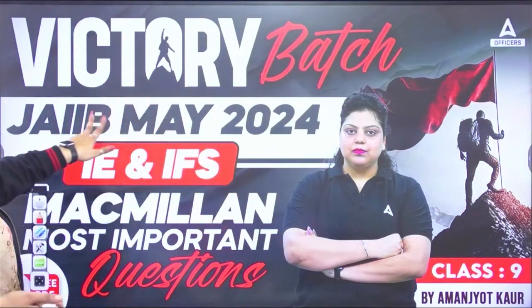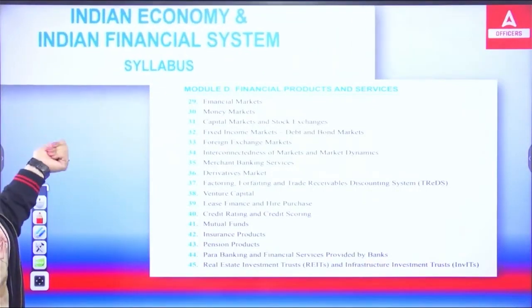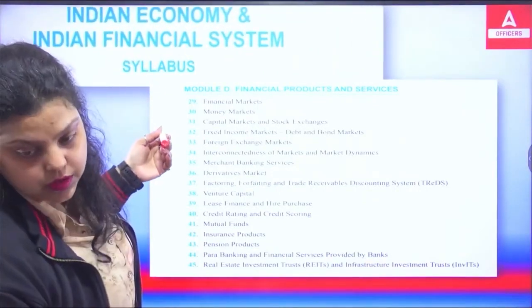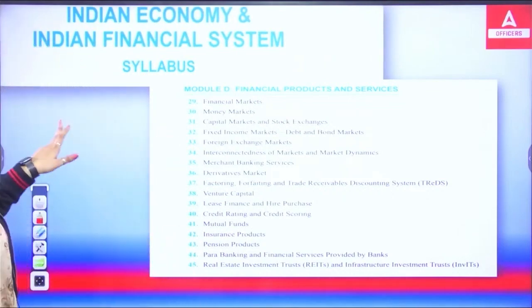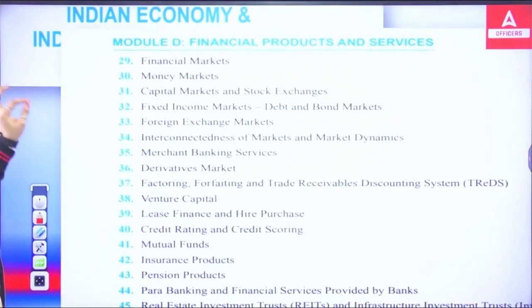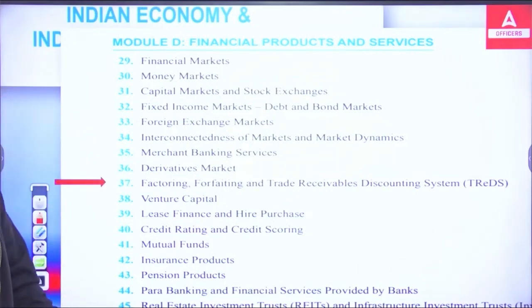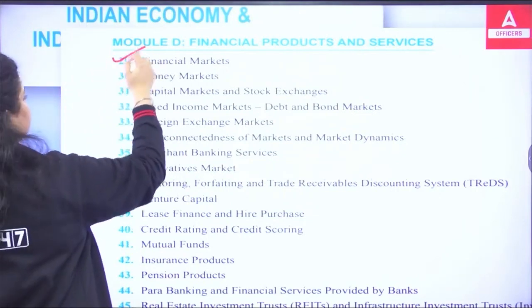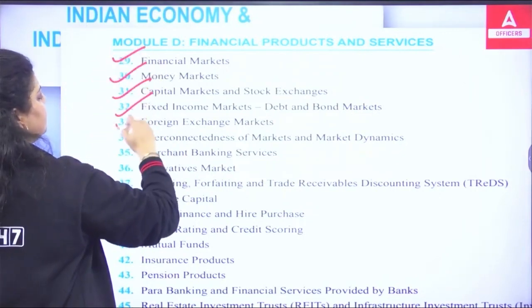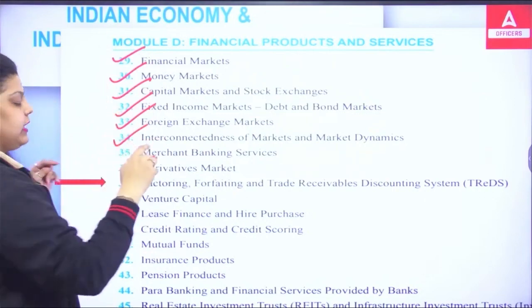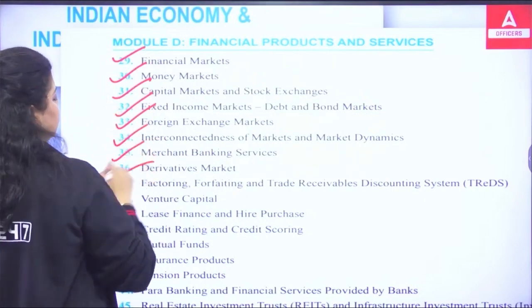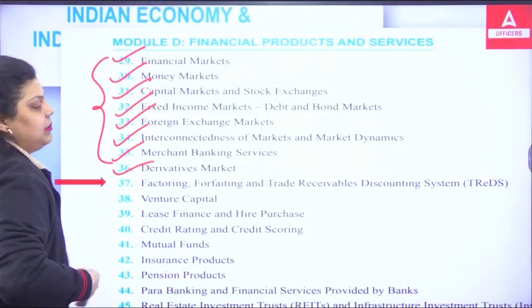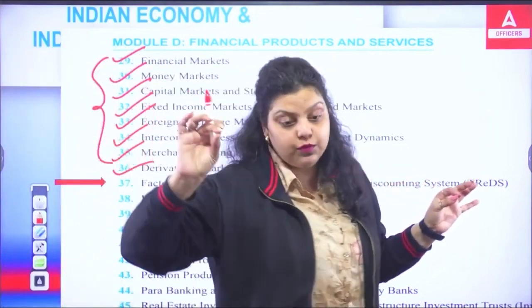In the victory series we have started Indian economy and Indian financial system from your module D, and today we are going to discuss module D unit number 37: factoring and forfeiting and the trade receivables discounting system. In module D, we have completed financial market, money market, capital market, fixed income market, foreign exchange market, interconnectedness of these markets, merchant banking and derivative market. All these have been completed, and today we are going to cover factoring, forfeiting and trade receivables.